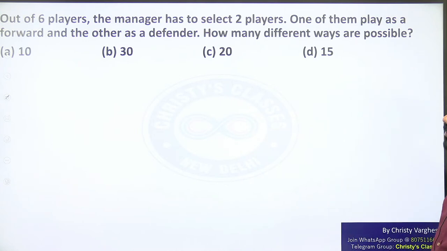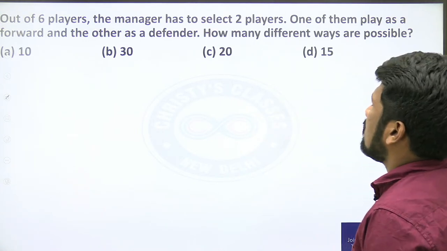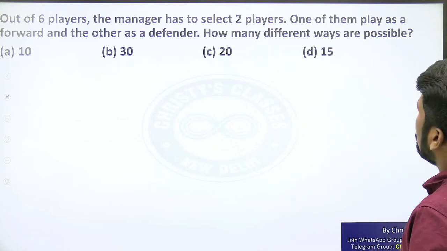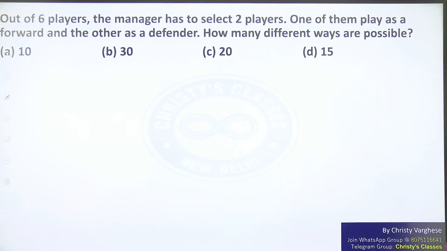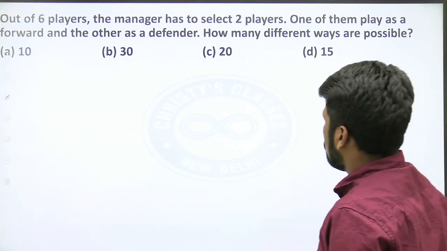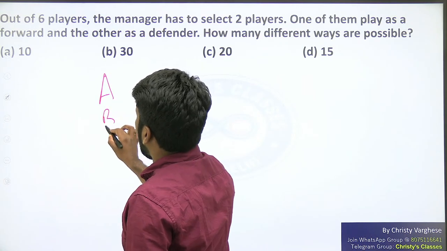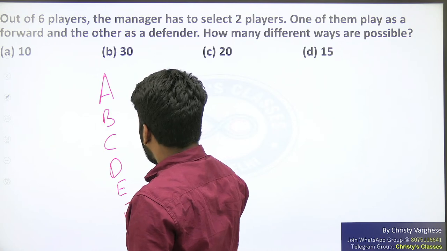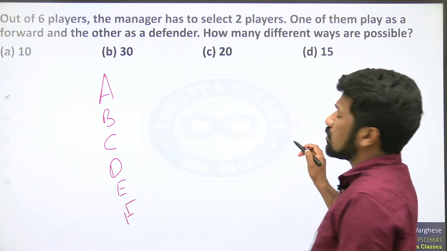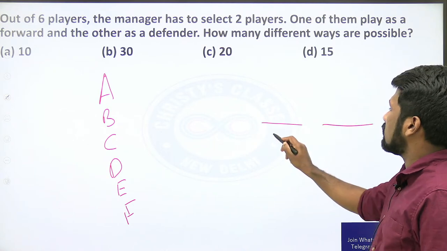Okay, so let us understand this. Out of 6 players, the manager has to select 2 players. One of them plays as a forward and the other as a defender. How many different ways are possible for this to happen? Let us understand: the six people are A, B, C, D, E, and F, and there are two positions to be filled. One is forward, one is defense or defender.